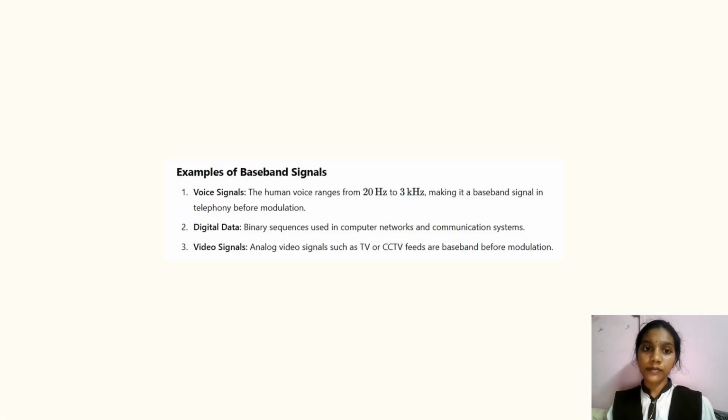And next one is the examples of the baseband signal. There are three examples of the baseband signal. First one is a voice signal, next one is the digital signal, and third one is the video signal. Voice signal: the human voice ranges from 20 Hz to 3 kHz, making it a baseband signal in telephony before modulation. Digital data: the binary sequence used in computer networks and communication. Video signals: analog video signals such as TV and CCTV are baseband before modulation.